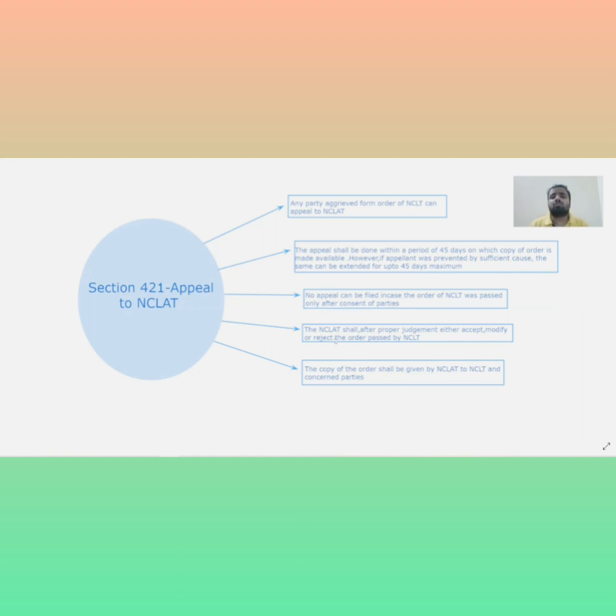Then, what is the outcome of the order of the NCLAT? When you go to the NCLAT, it might reject the order given by the NCLT completely, or modify the order given by the NCLT, or accept the order given by the NCLT. So any of these outcomes is possible. And the fifth point is very generic and very logical. The copy of the order will be given by the appellate tribunal to the NCLT and the concerned parties. I hope till now things are going smoothly at your end as well.